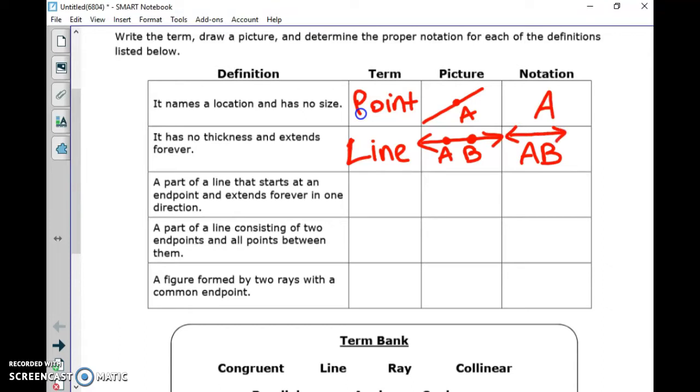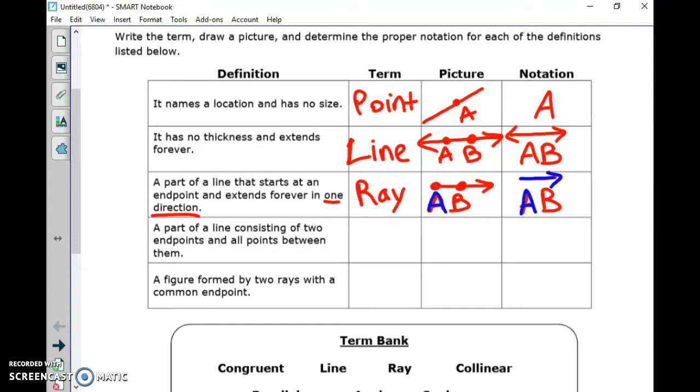A part of a line that starts at an endpoint and extends forever in one direction is the key phrase. That would be called a ray. For a ray, I'll have an endpoint, and it's going forever in one direction. I'm going to write those two letters with a ray on top. It is so important that we understand that your first letter has to be the endpoint, and your ray is always pointing to the right. I do that in blue for emphasis.